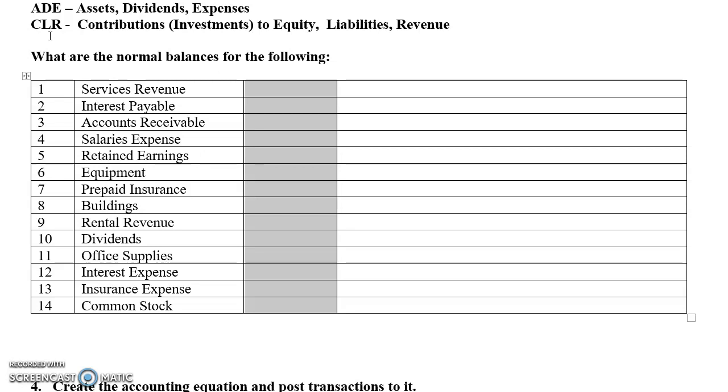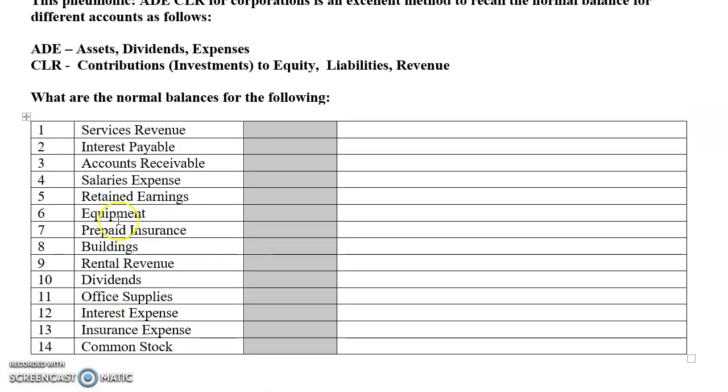Now the opposite is true. I'm sorry, I think I said that backwards. To decrease an ADE, an asset, dividend, and an expense account, you do the opposite of the normal balance. So you would credit those. And the same thing for equity, liabilities, and revenues. You want to decrease them, you debit them. You do the opposite of what makes them go up. Makes sense? Take some practice.